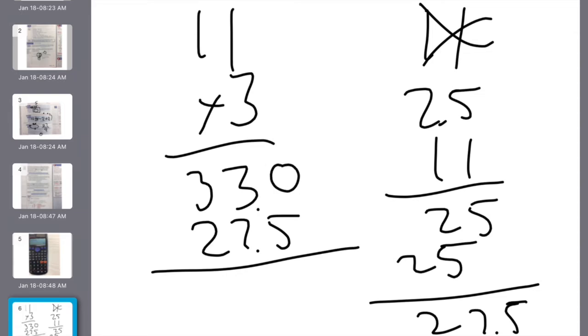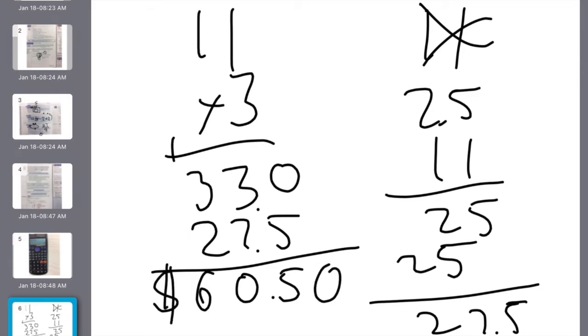Now I've got to go back and add them together. So 0 plus 5 is 5, 3 plus 7 is 10, 1, 3, 2 is 6, decimal point. Okay, it's money, so I'm going to add a 0 here and a dollar sign. So $60.50.